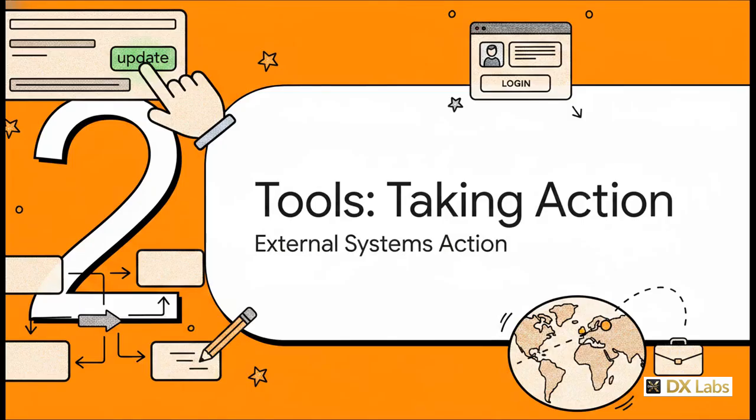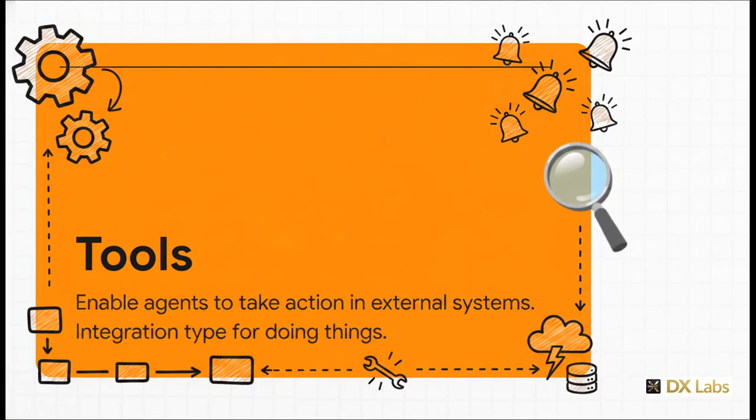Section 2. Tools. Taking action. Think of this category like a business process outsourcing worker, a BPO worker, who logs into a system to manually update a customer's address record. They aren't just reading data, they're actually going in and changing it. In Copilot Studio, we call these mechanisms tools. Tools are what enable your agent to trigger processes, update support tickets, or send out notifications in totally external systems. Basically, if your agent is modifying data, it's using a tool.